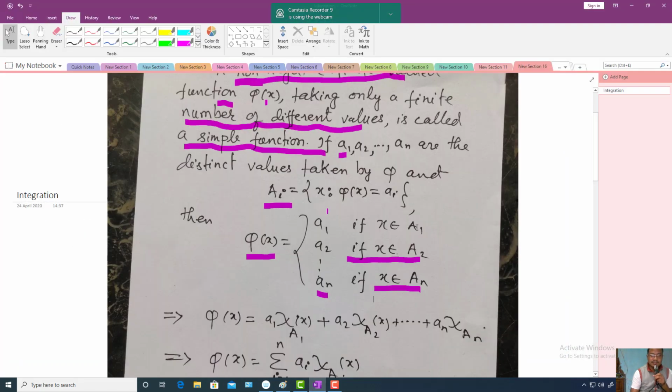Right, in this example the function takes only finitely many values. Such a type of function we call a simple function. Let us see how to define a simple function in terms of the characteristic function. How does a simple function look in terms of characteristic functions?